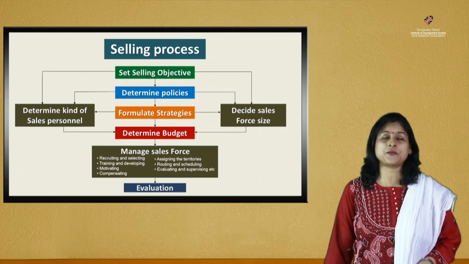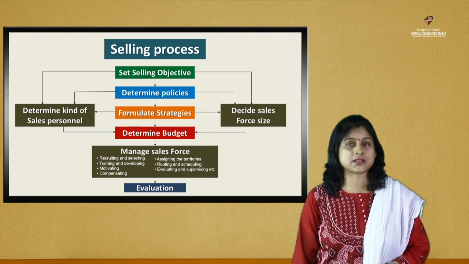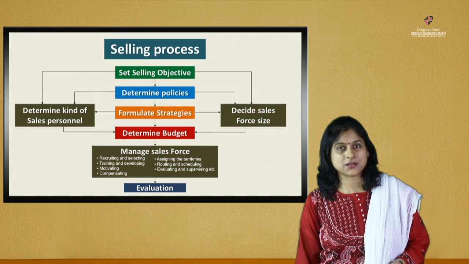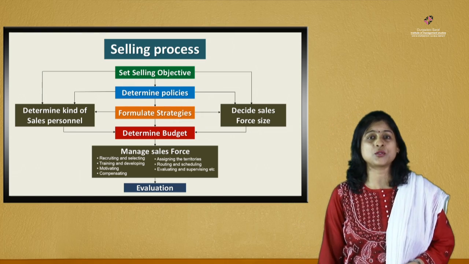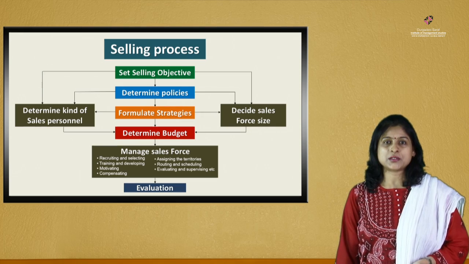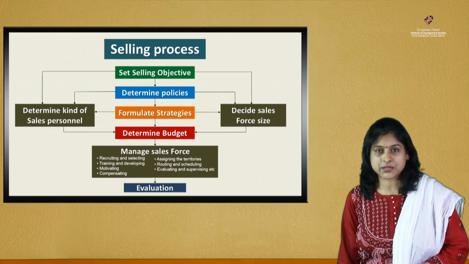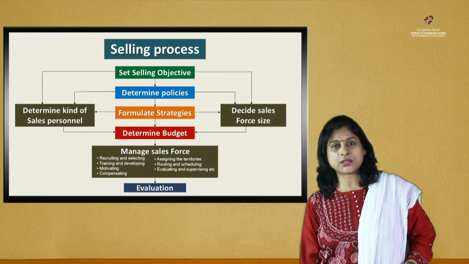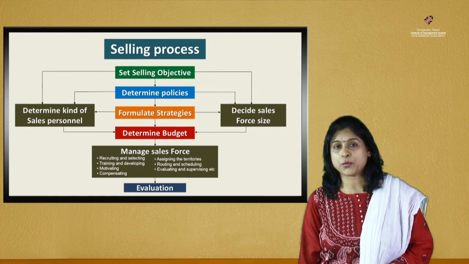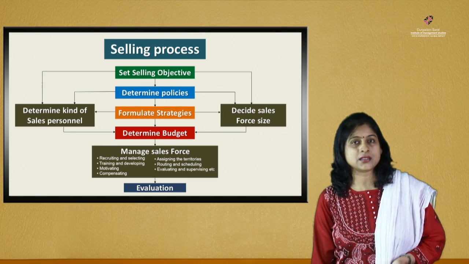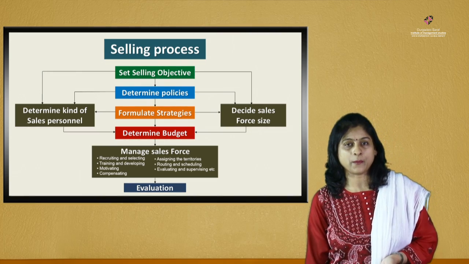So the first and foremost thing about the selling process is to set an objective. Without setting an objective, we cannot work, and so it is with the sales process also. So first and foremost, set your goal, set your objective. Once you set your objective, the idea is to form the policies: policies within the company and the policies in the external environment.